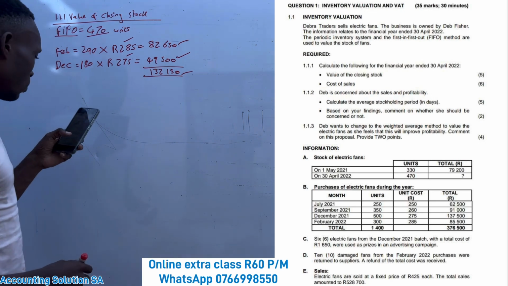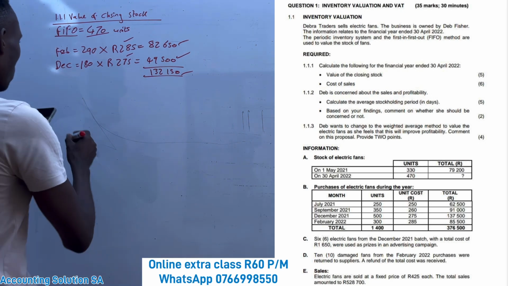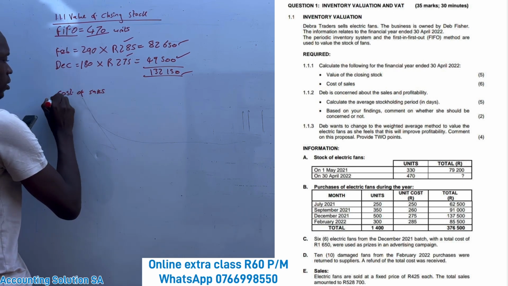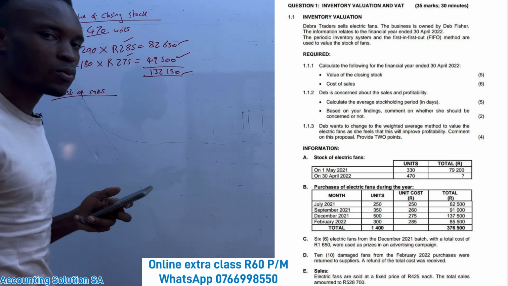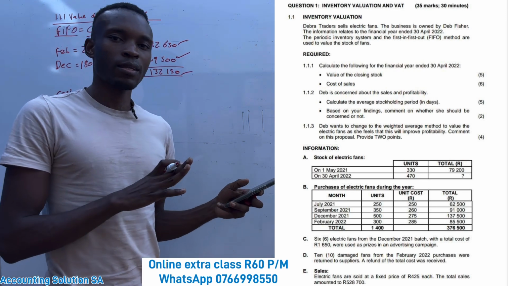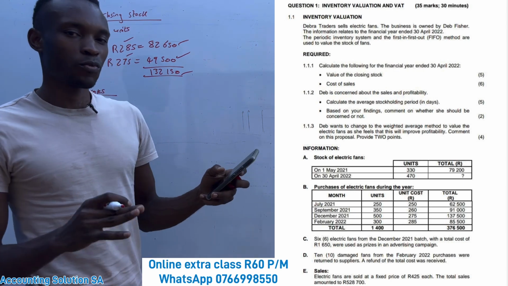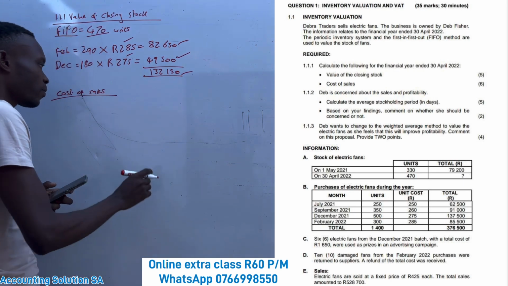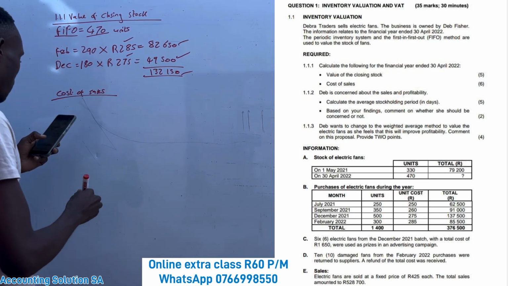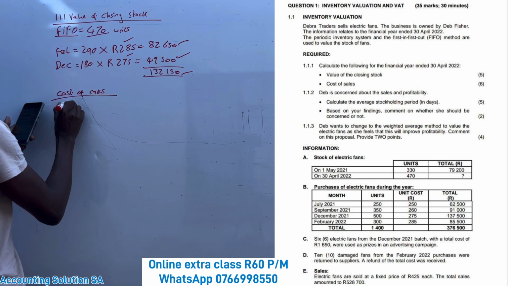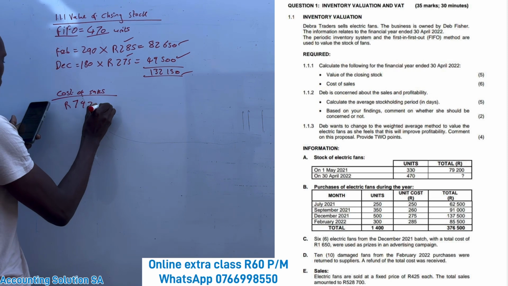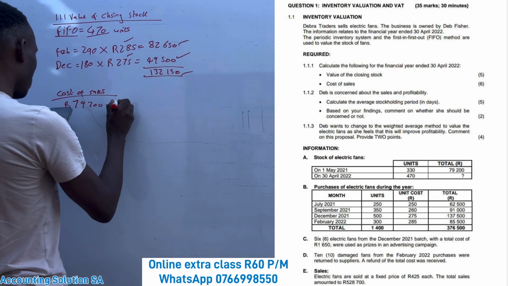Then the next one, they said that we need to calculate cost of sales. For cost of sales, we use the formula: opening plus purchases, minus returns, minus anything that is taken out, then we minus closing. Only sales we do not include under the cost of sales formula. Our opening, we use rand, guys, here we don't use units: 79,200.